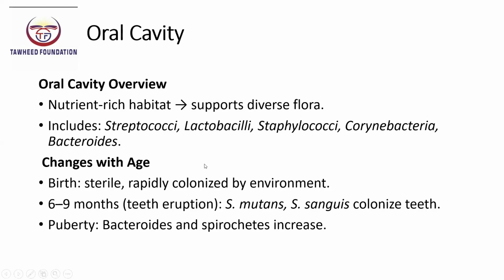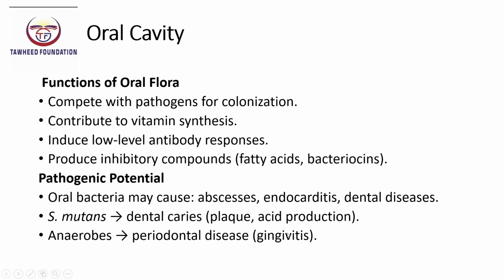Here is how it changes with age. At birth, it is sterile, rapidly colonized from the environment. Around 6 to 9 months, in toddlers, teeth erupt and S. mutans and S. sanguis colonize the teeth. At puberty, Bacteroides and spirochetes increase. So, the functions of oral flora: it competes with pathogens for colonization, contributes to vitamin synthesis, induces a low level of antibody responses, and produces inhibitory compounds, which are fatty acids and bacteriocins.